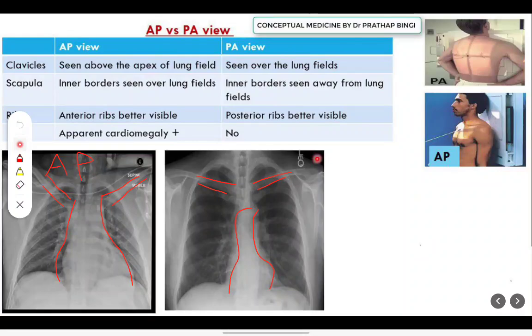The third difference is the inner borders of the scapula in the anteroposterior radiograph, because the patient puts his hands like this at his sides, so this is the shadow of the triangular scapula posteriorly. But in PA, the patient can move his hands away from the X-ray beam, so the scapula gets outside the field of the image. Again, this is PA and this is AP radiographs.